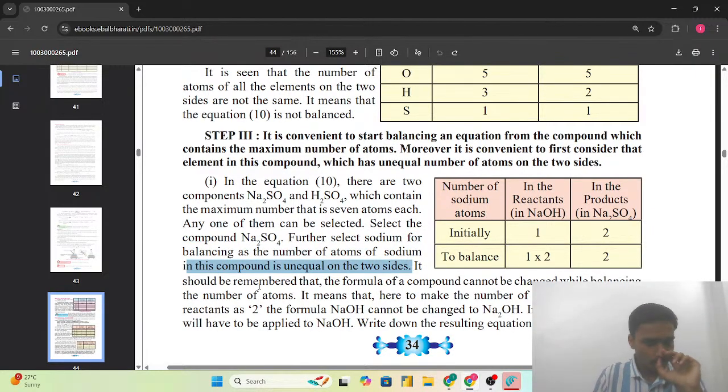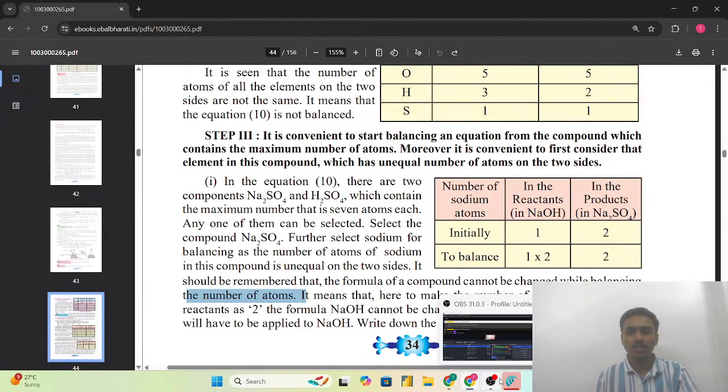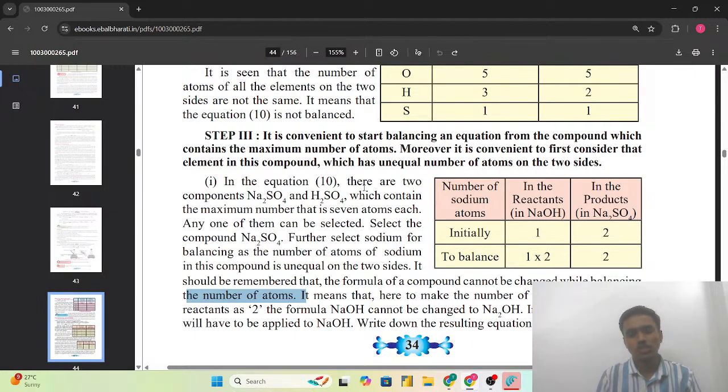It should be remembered that the formula of a compound cannot be changed while balancing the number of atoms. और हमें ये ध्यान में रखना है कि जो फॉर्मूला है वो कंपाउंड का चेंज नहीं होना चाहिए. As we have studied, what are compounds? Compounds are basically when two or more elements combine chemically in a fixed proportion. मतलब अगर fixed proportion में होंगे elements, then that only we can call it a compound. अगर fixed proportion में नहीं होंगे, so we cannot say it is a compound, so it can be called a mixture. जैसा कि हमने देखा है कि a mixture is formed when two or more elements combine in any proportion. But we have to think about the compounds only here.